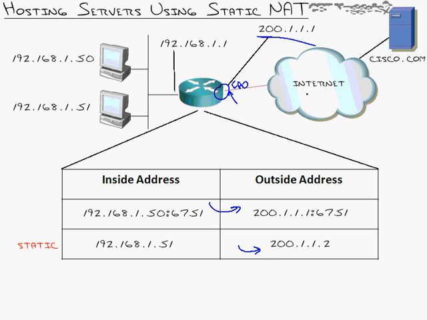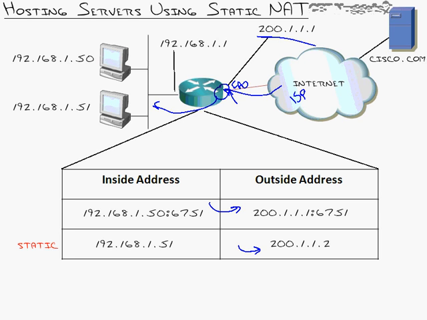So when somebody accesses 200.1.1.2, our ISP knows to route that packet to our router, who looks at it and says, oh, I have a NAT mapping for you. You may not be assigned to my interface, but I have a NAT mapping saying that you should become 1.51. Now, static NAT, as I'll show you as we get into the configuration, can get far more granular than doing a full one-to-one IP address translation.